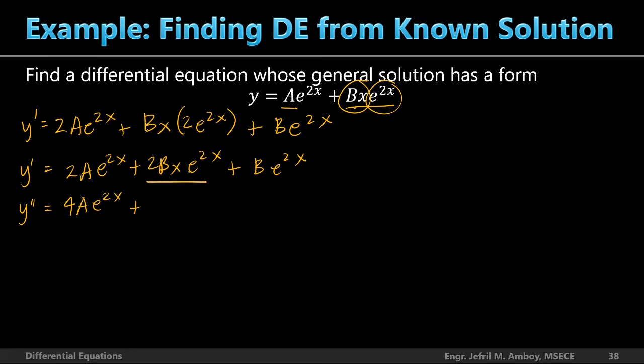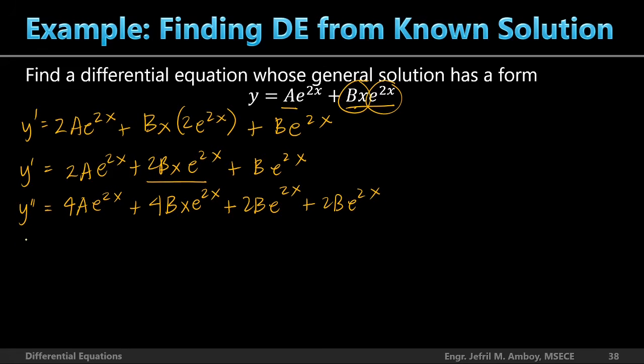So, the derivative of this is 2 e to the 2x. I-multiply natin dito. So, we will have 4bx times e raised to 2x plus this times the derivative of that. So, that's just 2 times b e raised to 2x. And then plus the derivative of this. So, we will have 2b e raised to 2x.